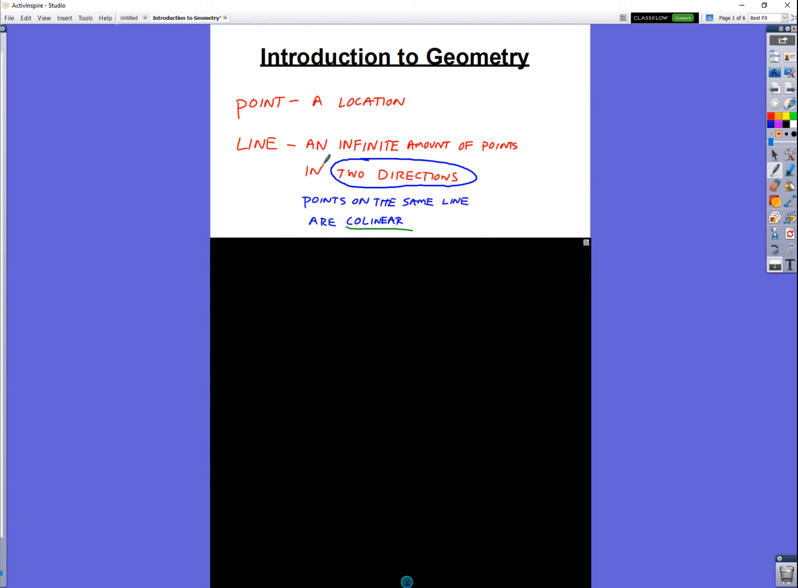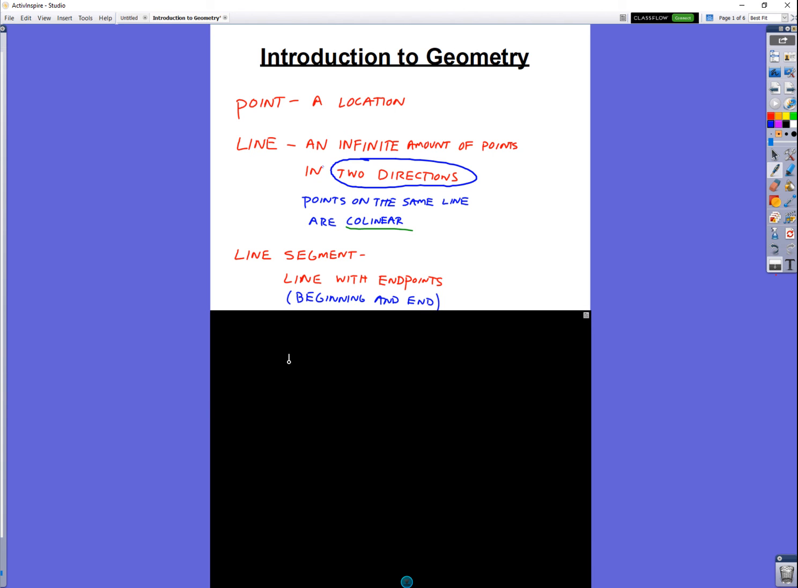Since a line is made up of an infinite amount of points, if 2 or more points happen to be on the same line, a word that can be used to describe those points would be collinear. Those points are collinear if they lie on the same line.